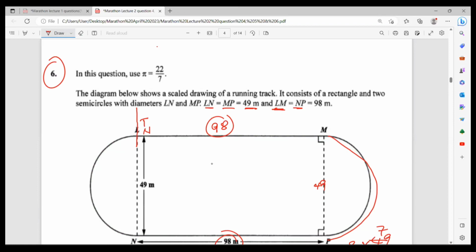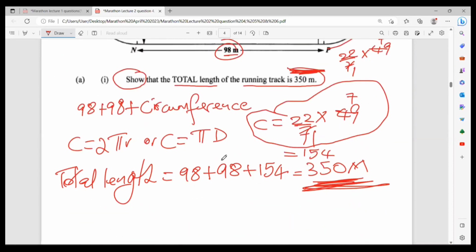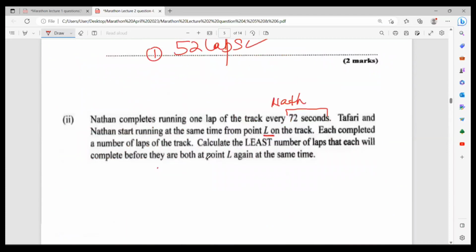Obviously, Tafari will go faster because Tafari will take 68 seconds to finish 1 lap. Nathan will take 72. So over time, Tafari is going to increase and be a little bit in front of him. You know that. But they'll be running and running for a while. So what we're going to notice is that they are not going to be running together. But the question is saying, after how long will both of them pass each other right here if they're running at that same pace? Now, what concept are they getting at?